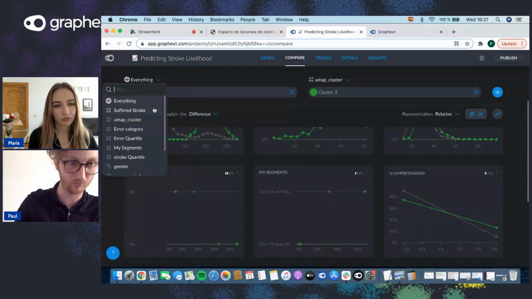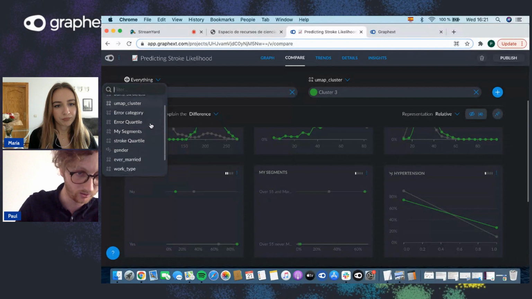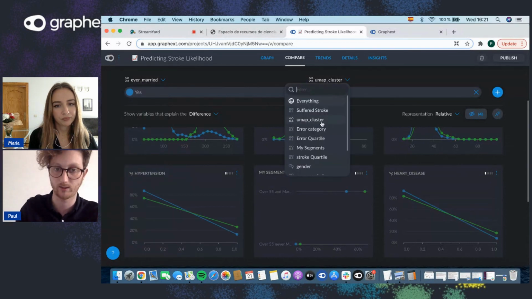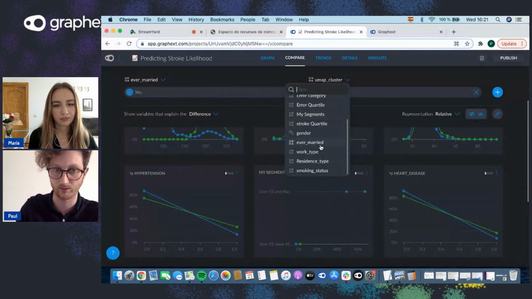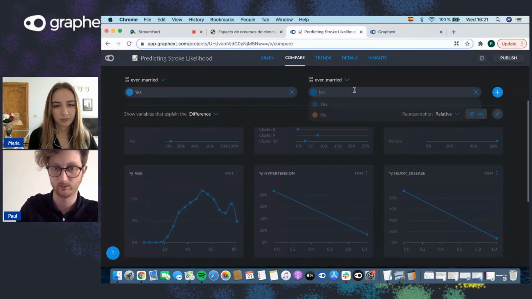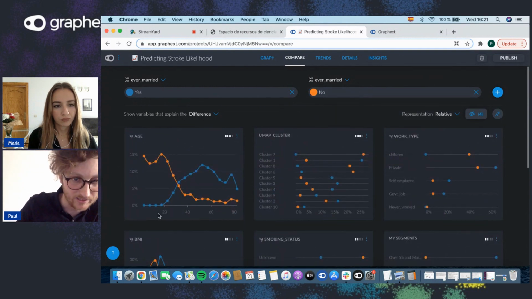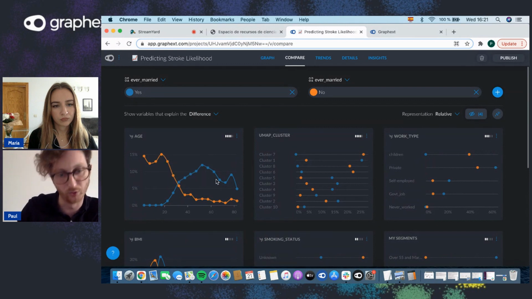So that would be ever married. Yes, ever married. So look at the age variable. Yeah, I see it now. So you can see that strokes are a lot more likely with younger people that are single, and older people that are married. So obviously it's more based on the fact that people live longer.